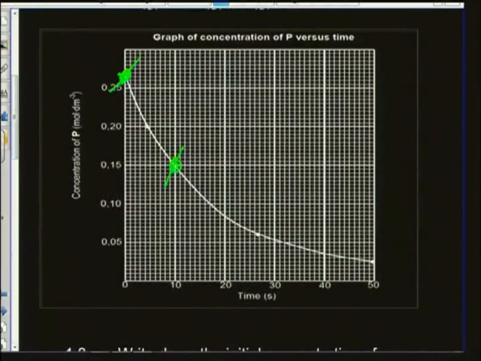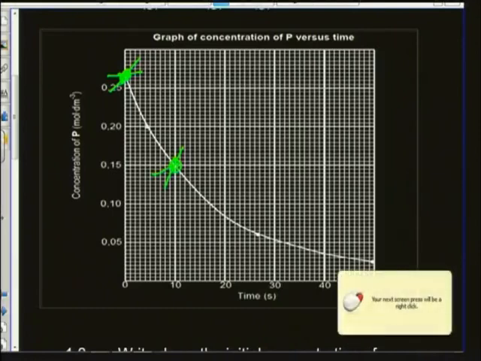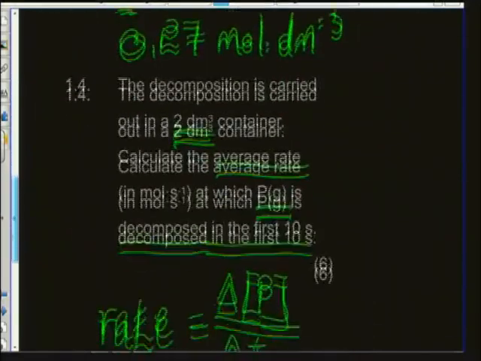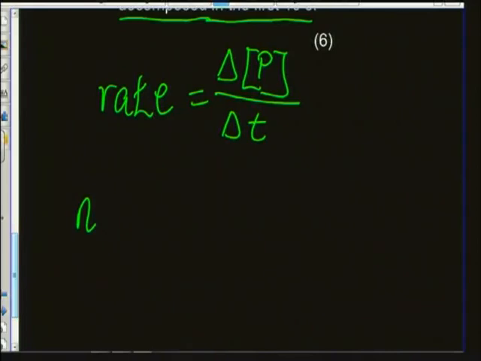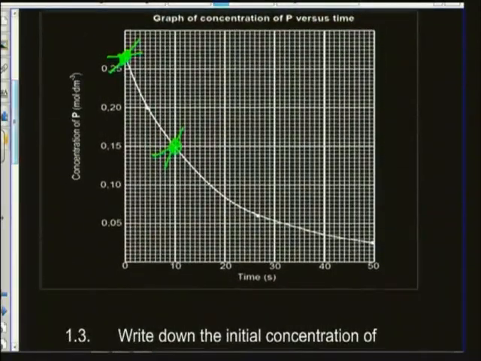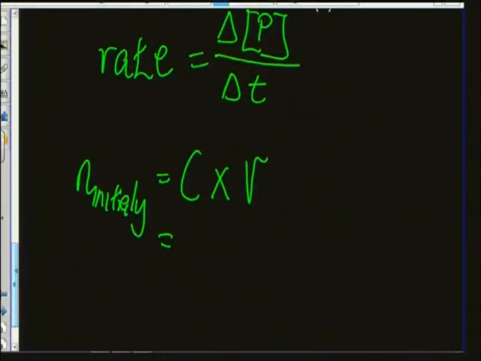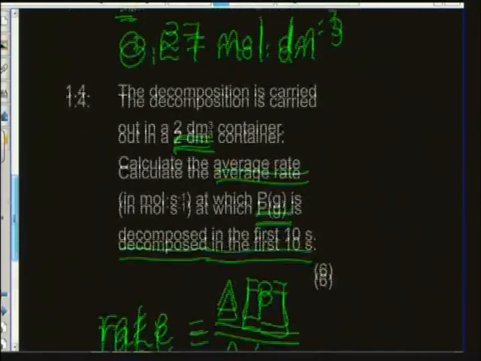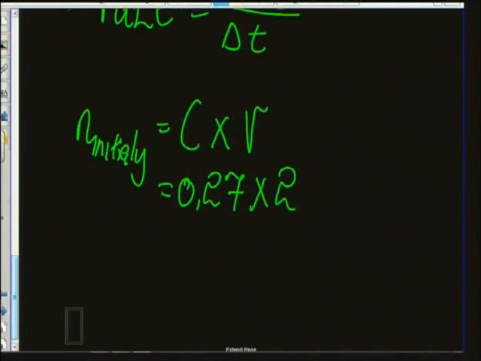Let's first calculate the number of moles at the beginning and the number of moles at 10 seconds. So the number of moles initially is equal to concentration multiplied by volume. What is our concentration initially? Our concentration initially is 0.27, as we have already said above. So it's 0.27 multiplied by, what's our volume? Our volume is 2. So we'll say 0.27 multiplied by 2.